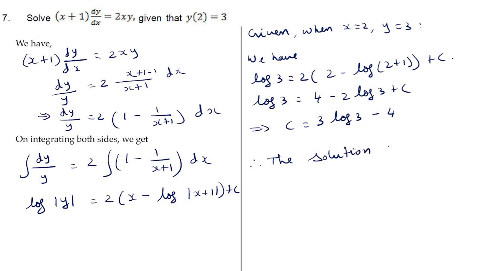Therefore the solution is log|y| equal to 2 into (x minus log|x + 1|) plus 3 log 3 minus 4. So this is the solution of this given differential equation when x is 2 and y is 3, or y(2) equal to 3.